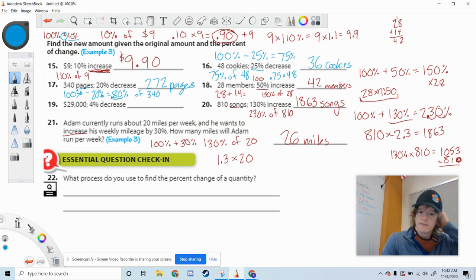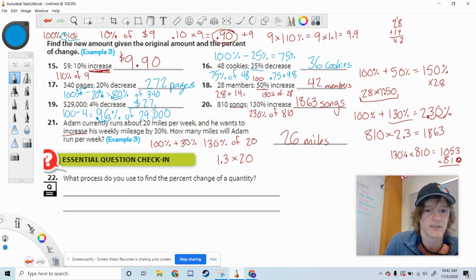For the last one, number 19, we're going to do a 4% decrease. So 100 minus 4 is 96% of 29,000. So you just type it in your calculator. We're going to do 0.96 times 29,000. We get $27,840. Now, if you're doing a decrease, make sure your number is less than this number because we went down. If you're doing an increase, make sure it's larger than this number.